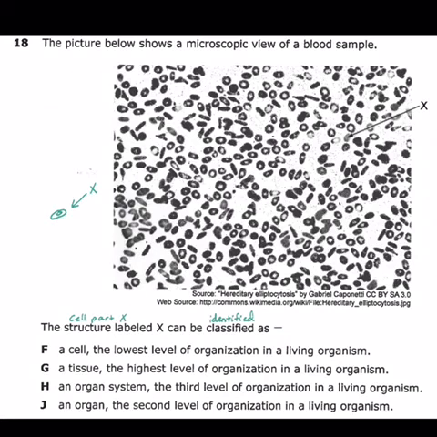Question 18. The picture below shows a microscopic view of a blood sample. The structure labeled X, or cell part X, can be classified or identified as F. A cell, the lowest level of organization in a living organism. G. A tissue, the highest level of organization in a living organism. H. An organ system, the third level of organization in a living organism. J. An organ, the second level of organization in a living organism.